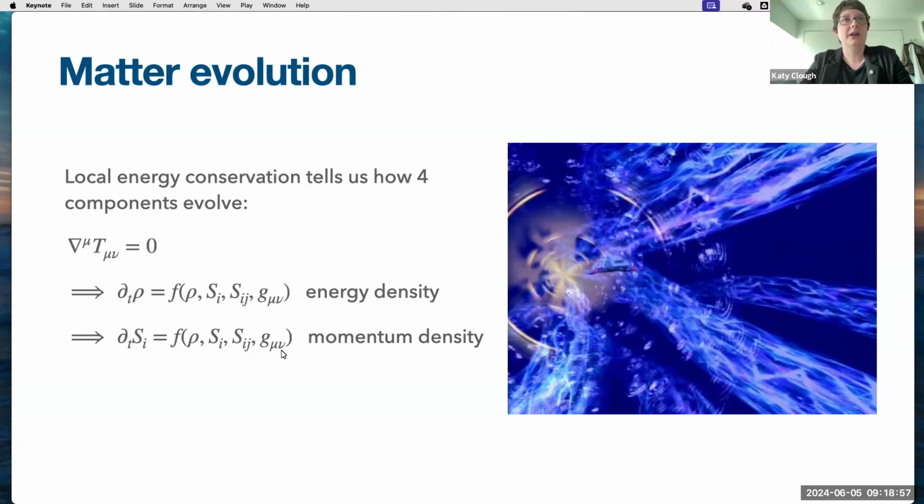So you know how your energy density evolves and how your momentum density evolves, because you can use that the divergence of T mu nu is 0. So you can use this to constrain 4 components and how they evolve. But that's then not enough. You also need to define how the other components of the stress energy tensor evolve.